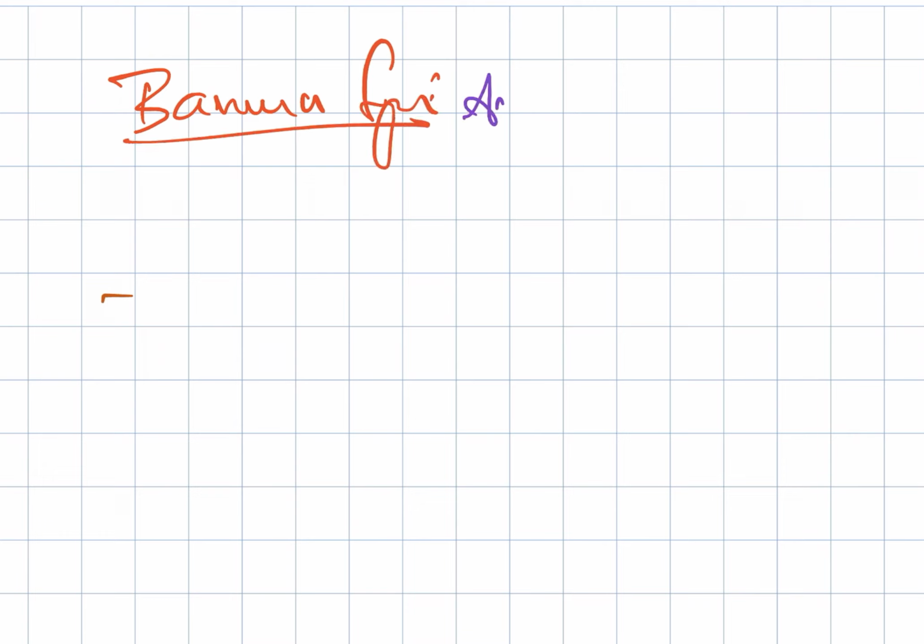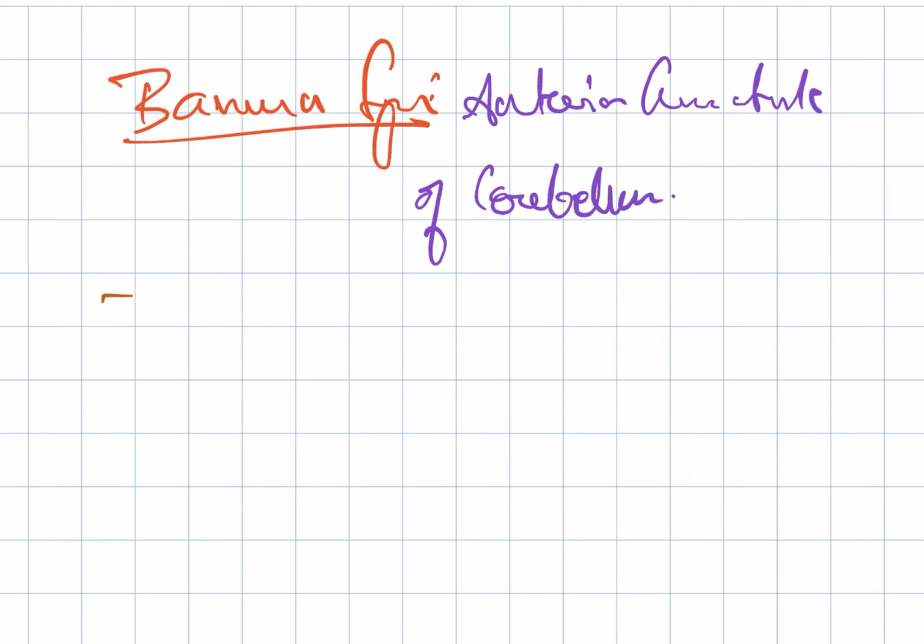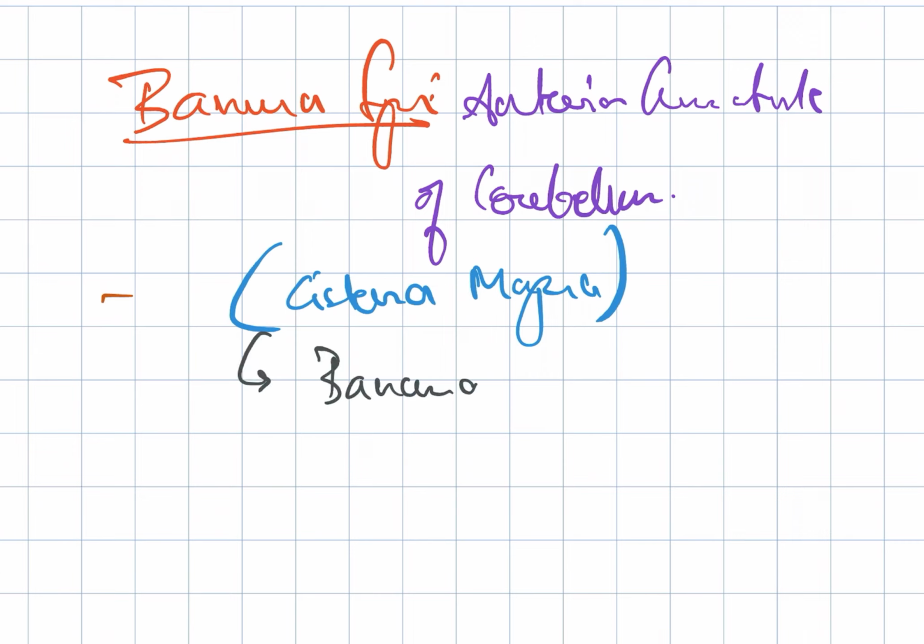Next, looking at the banana sign, it is the anterior curvature of cerebellum, and it is with the effacement of the cisterna magna in posterior fossa and is seen as banana sign.